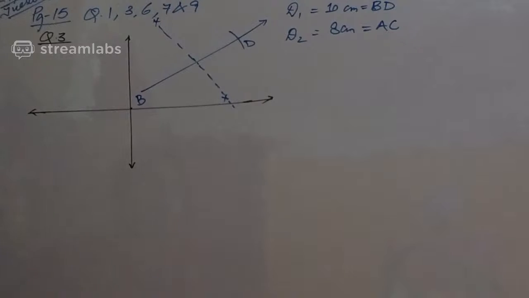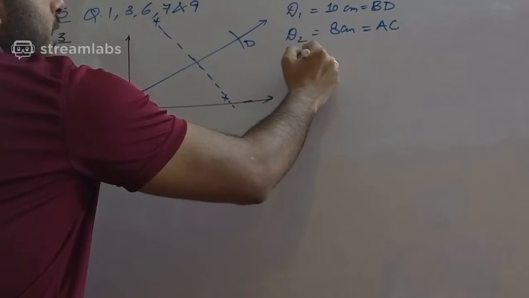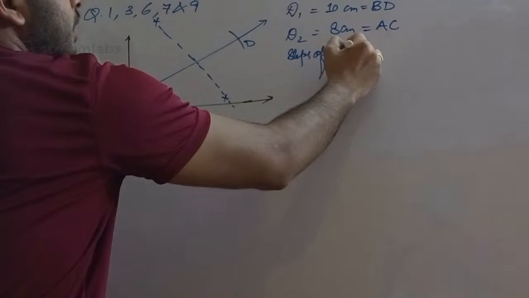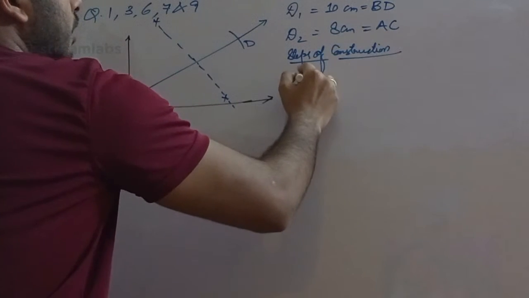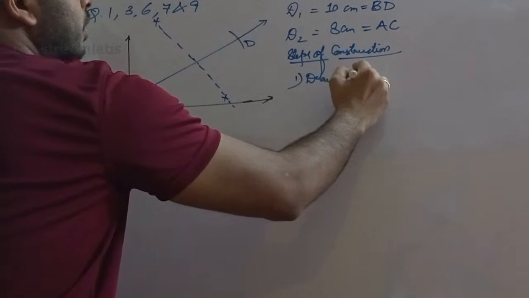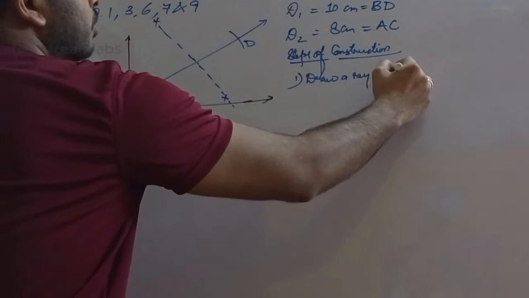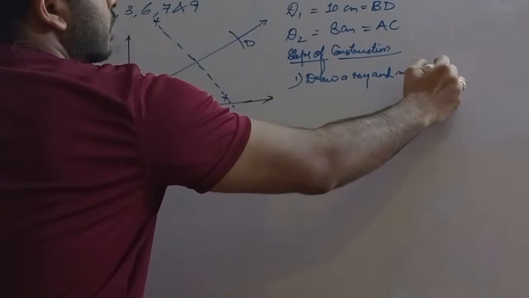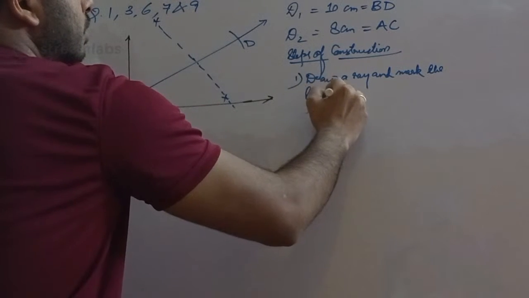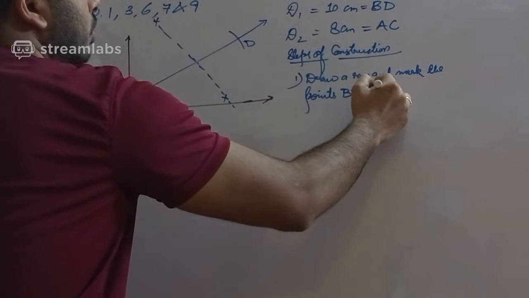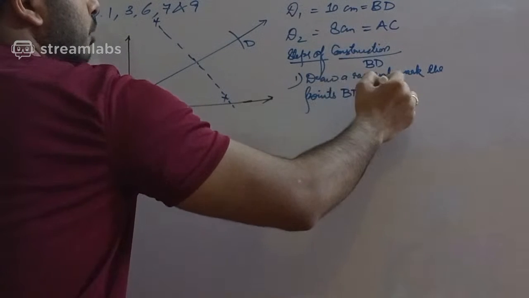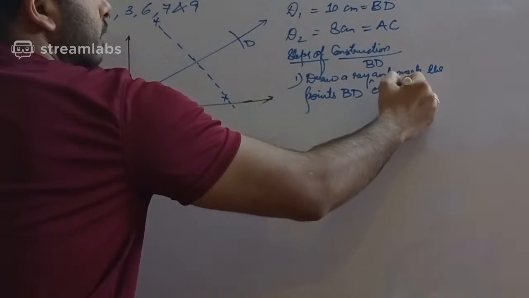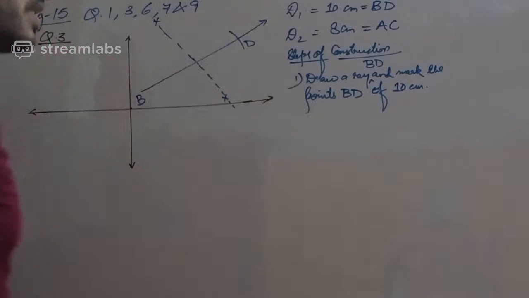So what we did first step, draw BD. I'm just writing the steps of construction so that you can copy it down, because it is also asked what is the process you took. Steps of construction. First draw a ray BX, and mark a point BD of 10 centimeter. So the first diagonal is drawn, BD.